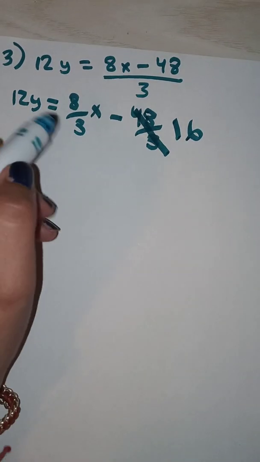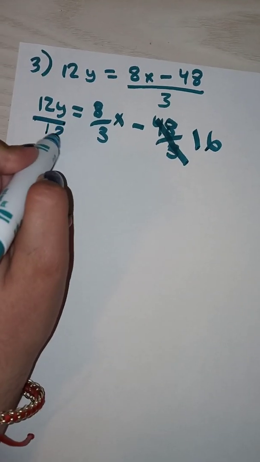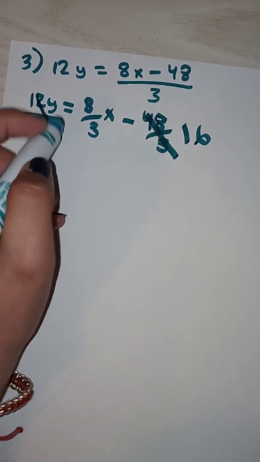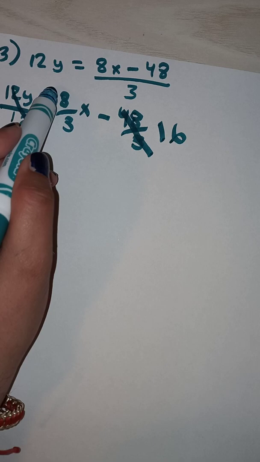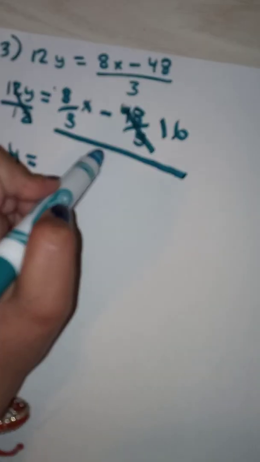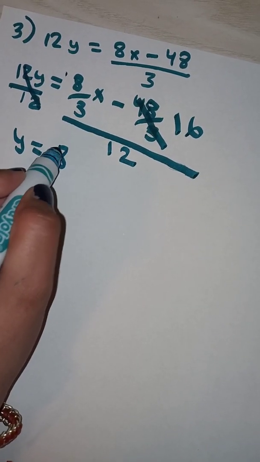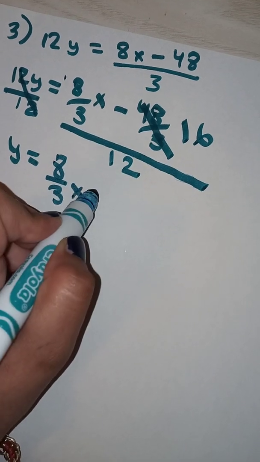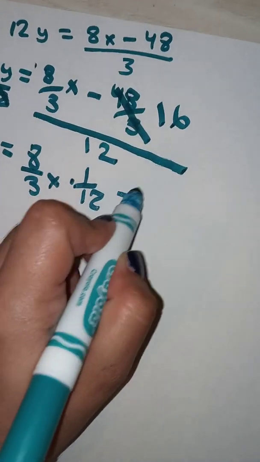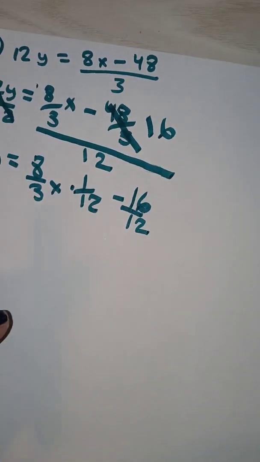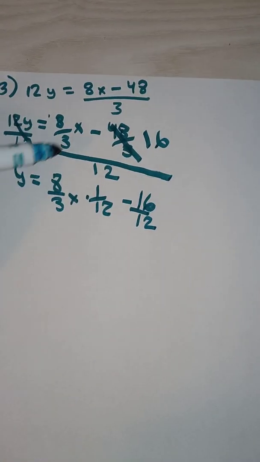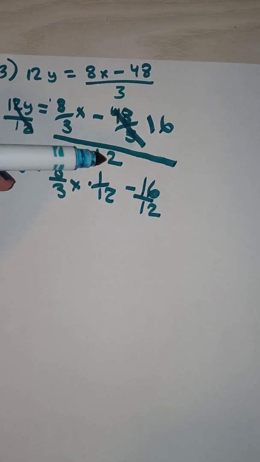What else can we do? Well, we can divide 12y by 12, and we get y is equal to... this whole equation is going to be divided by 12, and we get 8 over 3x times 1 over 12 minus 16 divided by 12. Okay. 16 divided by 12 is right here.